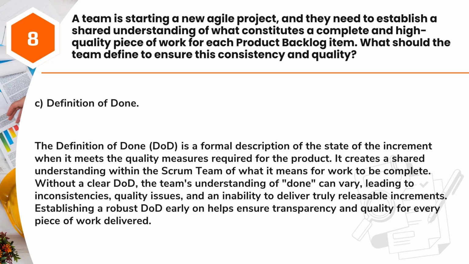Answer: C. Definition of done. The definition of done, DOD, is a formal description of the state of the increment when it meets the quality measures required for the product. It creates a shared understanding within the Scrum team of what it means for work to be complete. Without a clear DOD, the team's understanding of done can vary, leading to inconsistencies, quality issues, and an inability to deliver truly releasable increments. Establishing a robust DOD early on helps ensure transparency and quality for every piece of work delivered.